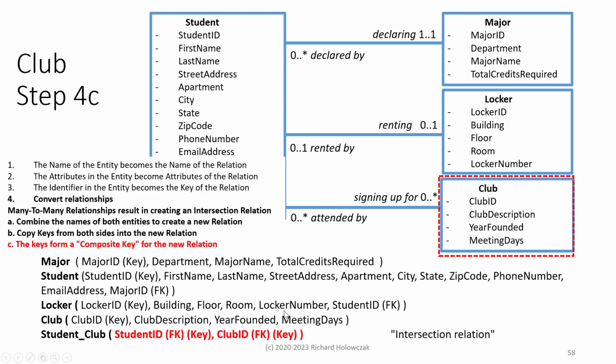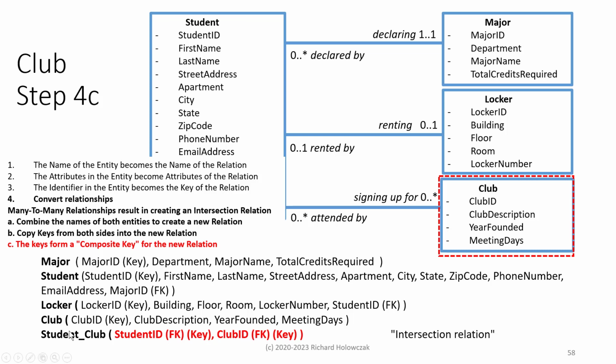The last step, the keys, the foreign keys I should say, in student club will form the key for the relation. This is what we call a composite key. A composite key is a key that has two or more attributes stuck together. All of our other keys that we looked at so far were very simple. They just had one attribute as the key. This is our first example of a composite key.